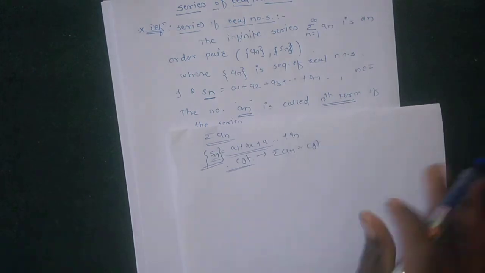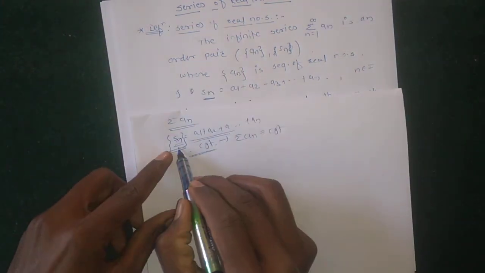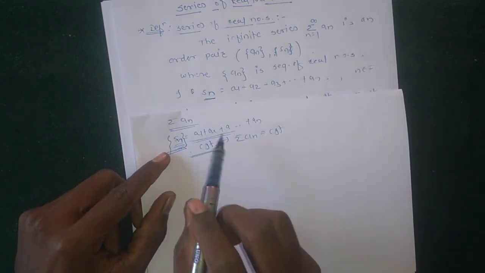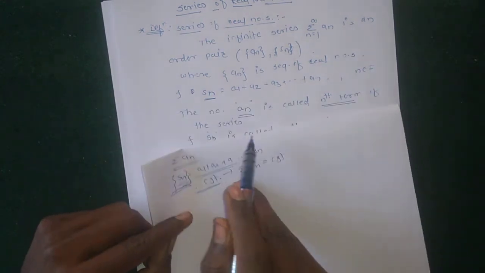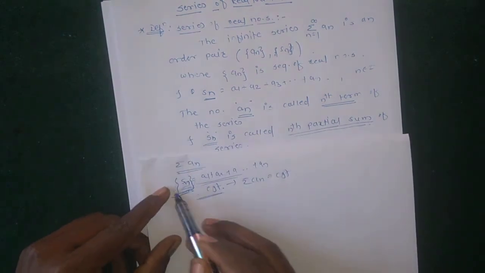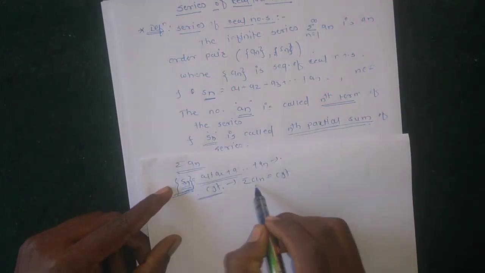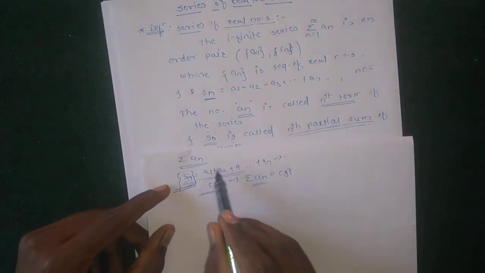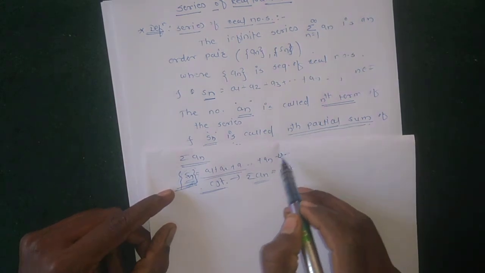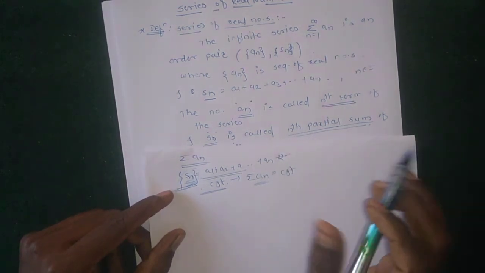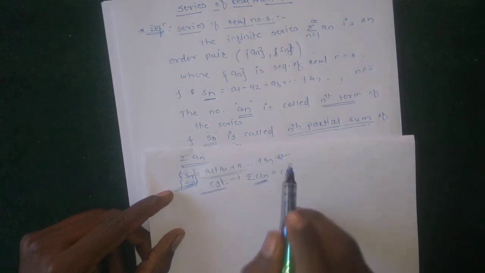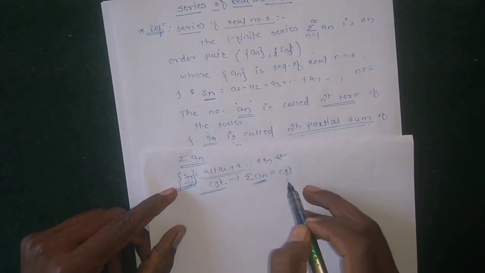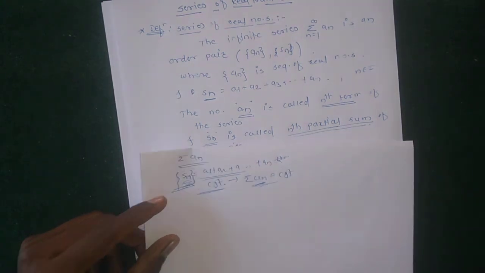And if this sequence Sn, that is the nth partial sum of the series, is divergent, then the series will be divergent. So if the nth partial sum of the given series is convergent, then the given series is convergent, and if the nth partial sum of the given series is divergent, then the given series is divergent.